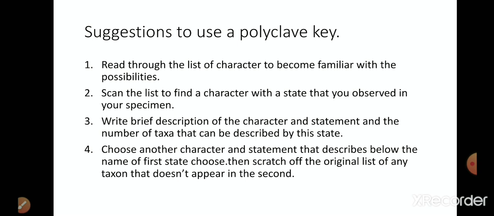Write a brief description of this character and statement, and give the number of taxa that can describe this statement. After clicking on the statement that you observed in your specimen, you write in brief that character and click on the number of taxa which describe that statement. Then choose another character and statement. Whatever you choose first, which is right, then click on the second, which is also a morphological character of your unknown specimen, and then scratch off from the original list any taxon that doesn't appear in the second.